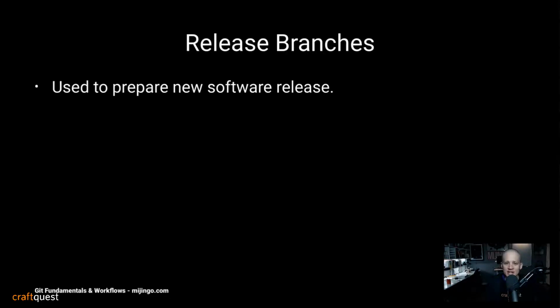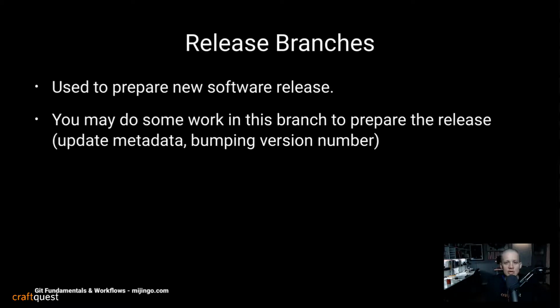So for release branches, these are the branches that you use to prepare a new software release. Even if you're not shipping installable software, this could be getting ready to deploy new code to a server for a website. You can do some work in the release branch to prepare the release. If you're doing shippable software, that might be updating metadata, bumping a version number.